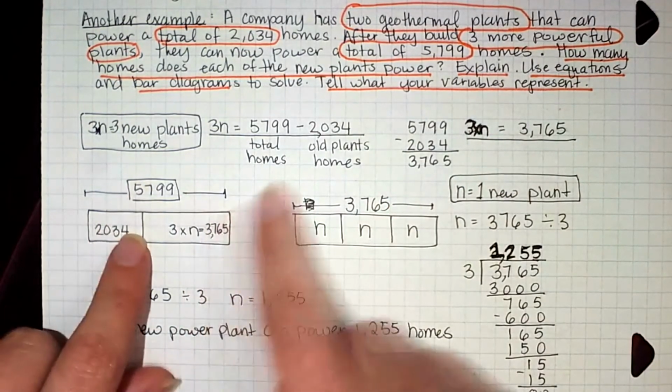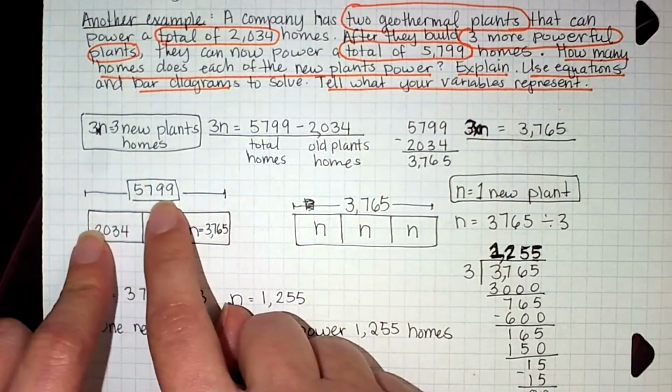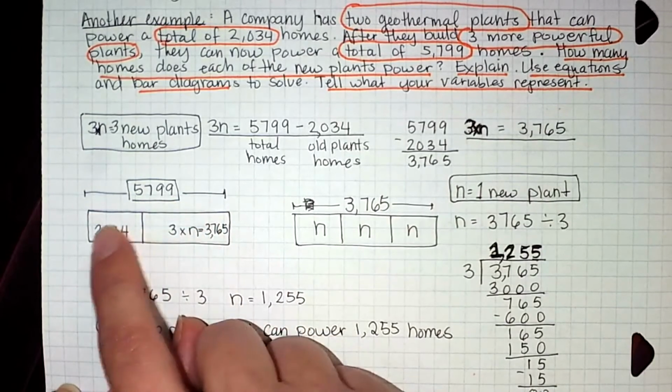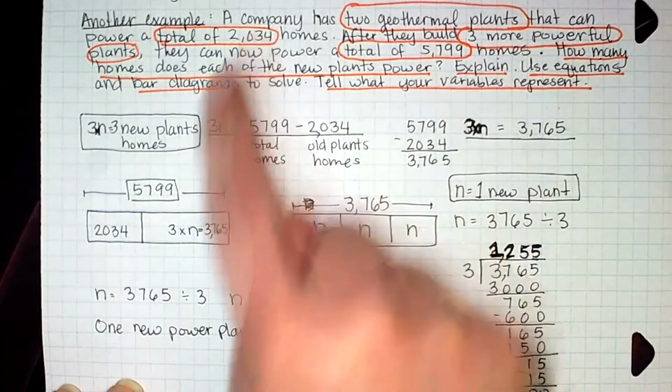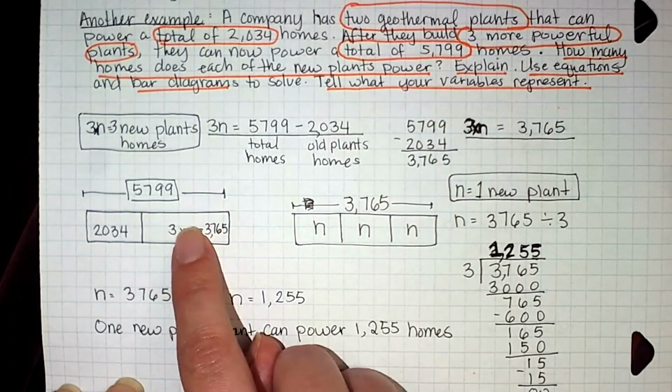Now to do this subtraction as a bar diagram, I can draw it out as 5,799 is my total, 2,034 is the part that I know, and then 3 times N, all 3 of those new power plants, is over here.